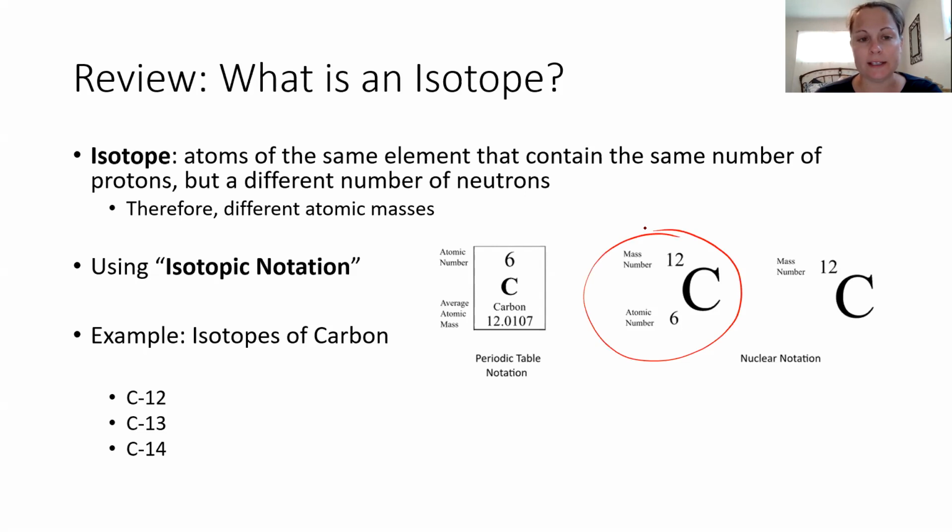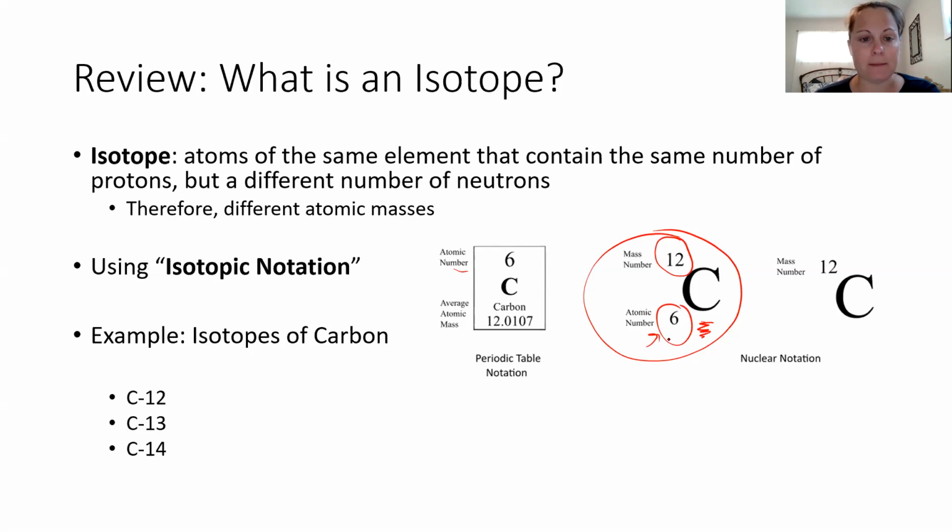When you write an isotope in isotopic notation, you include the element symbol, the mass number on top, which we calculate by protons plus neutrons, and the atomic number on the bottom, which is the number of protons. So when you look at the periodic table, the atomic number goes on the bottom, and typically with these isotopes, they're going to tell you the mass number right in the question.